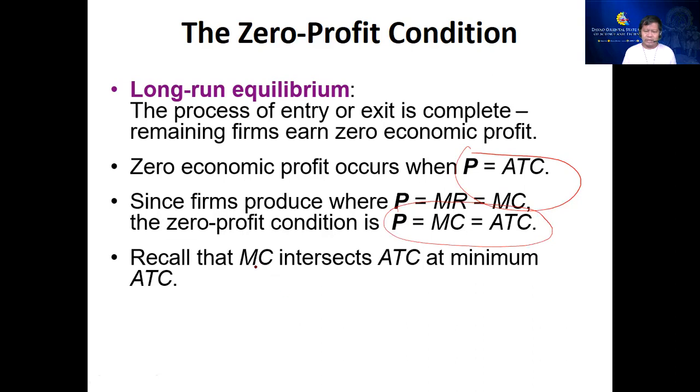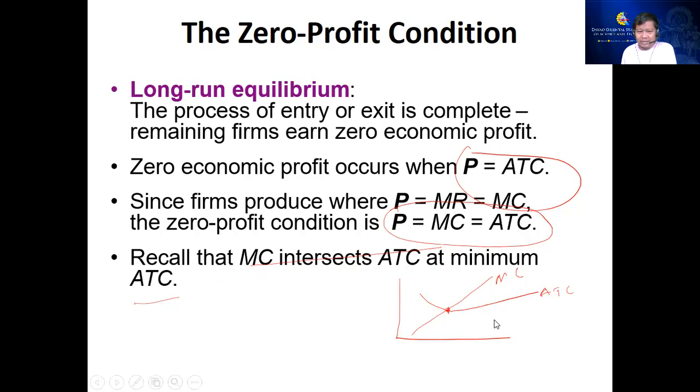Okay? Recall that MC intersects ATC at the minimum ATC. Look at the graph previously, no? We have the marginal cost curve, no? And recall that the MC intersects ATC at its minimum. This is the minimum ATC. Kasi minimum ATC nag-intersect sa MC. Okay. Kung asa nag-intersect ang MC and ATC, diha ang tabla.